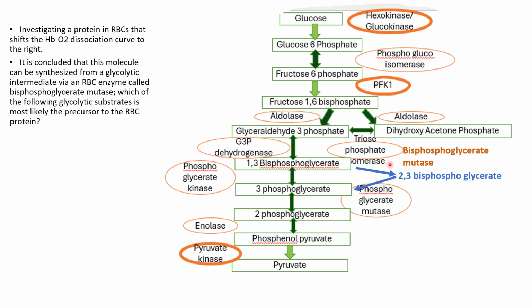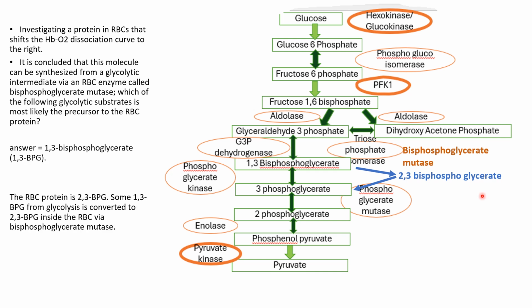And now what do they want to know? They know the 2,3 bisphosphoglycerate is a product. Bisphosphoglycerate mutase is the enzyme which forms this product. Now they are asking which of the following glycolytic substrates is most likely the precursor. So they want to know about this. So this is the most likely precursor of this enzyme. 1,3 bisphosphoglycerate is the answer.